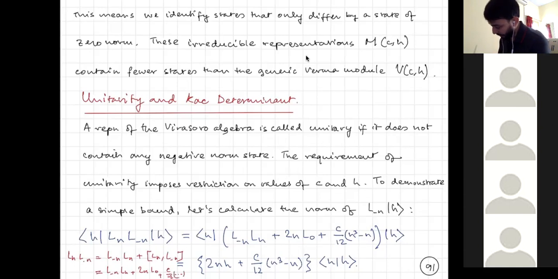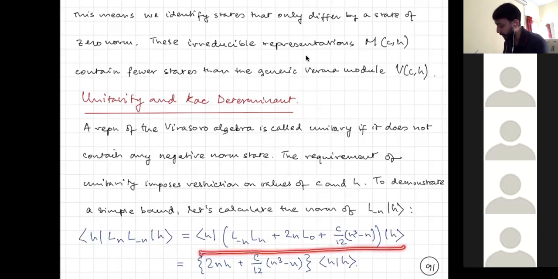If you just do that, this is what you get. This term, obviously, acting on the state gives you 0. So you're left with this, and L naught acting on h is going to give you h. So there's a first term which is 2nh, and there's a second term which is a central term.